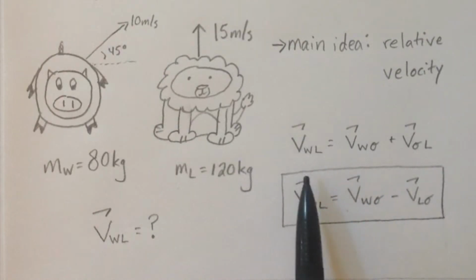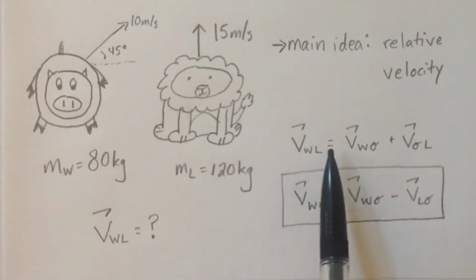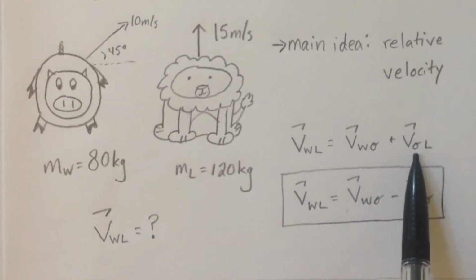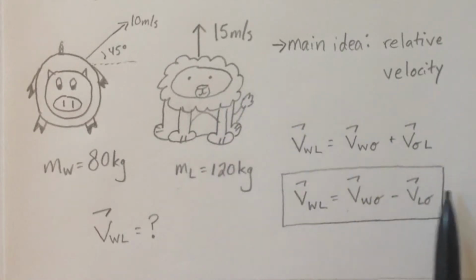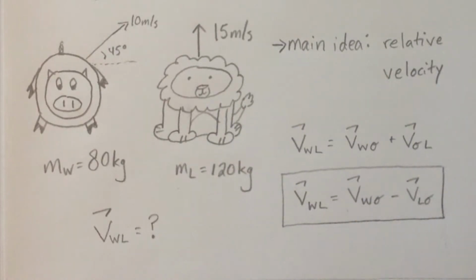The formula we'll use is this one, which says that the velocity of the warthog with respect to the lion is equal to the velocity of the warthog with respect to the origin plus the velocity of the origin with respect to the lion. Because we're given the velocity of the lion with respect to the origin in the problem statement, we want to interchange these two subscripts and do so by adding a minus sign.